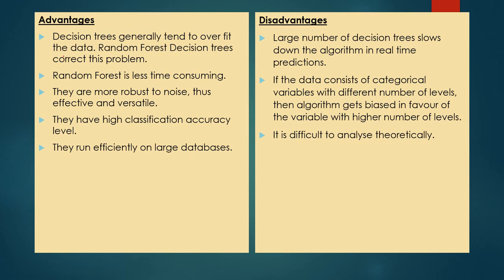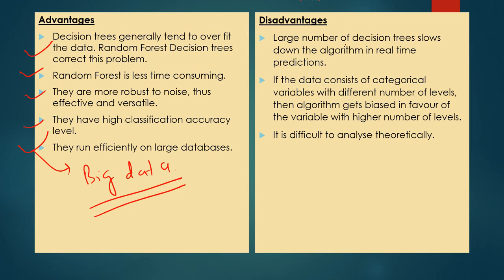This has several advantages. It is very efficient and it gives better accuracy. It's less time consuming. It's robust to noise and robust to outliers. So that's important, and it has high classification accuracy. And it's very suitable for big data applications. When you have very large data and which requires an efficient algorithm which has reasonably good predictive power, random forest is one that you can use.